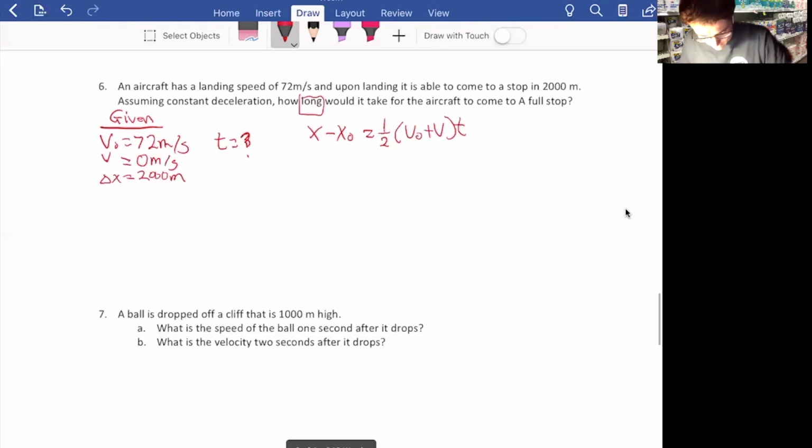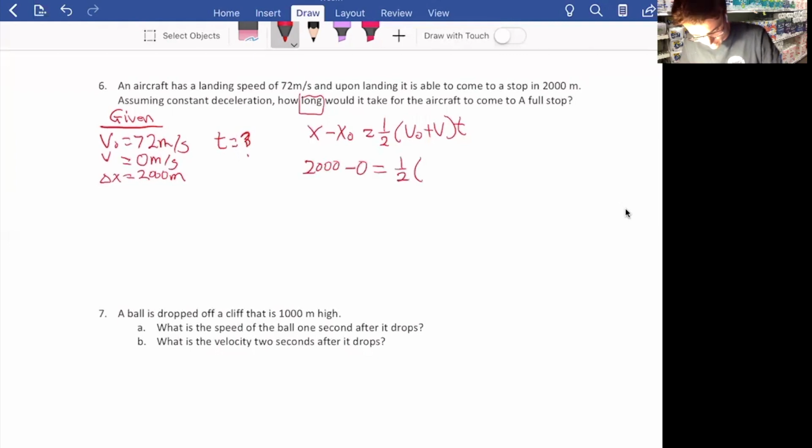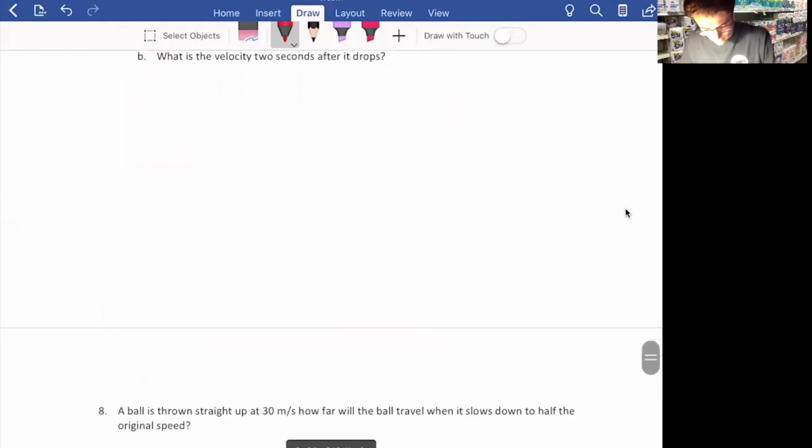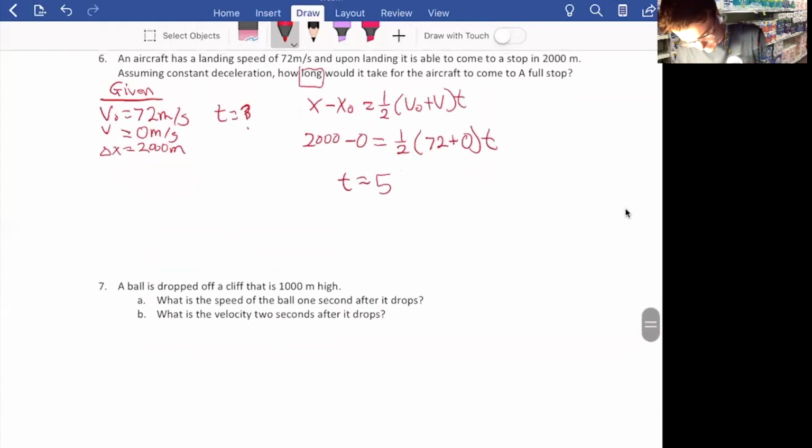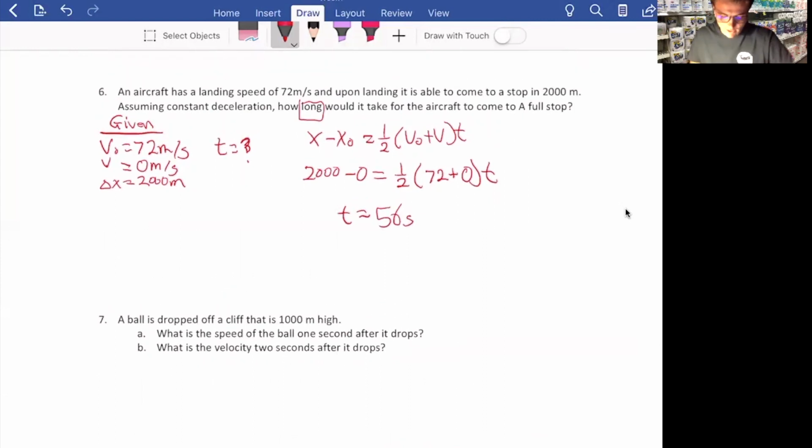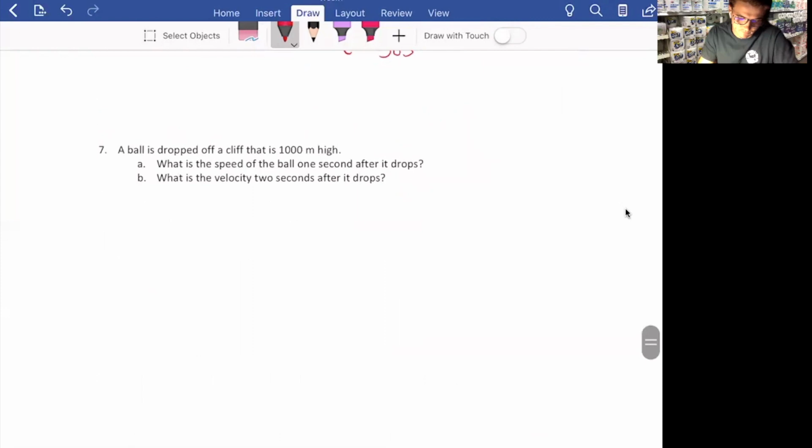So when we plug and chug, 2,000 minus 0 equals 1/2 times the initial velocity of 72 plus the final velocity, which is 0, times the time. When we solve for everything, time equals 56 seconds. So it takes us 56 seconds to come to a full stop. Okay, so let's go on to number 7.